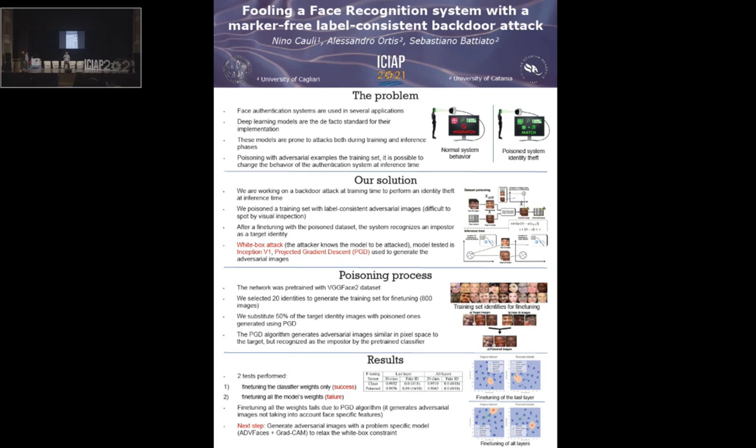Hello everyone, I'm Alessandro Ortiz from the University of Catania. In this work we implemented a label consistent vector attack on a face recognition system so that we are able to fool the face recognition system by introducing just a limited portion of poisoned images in the train set, and so taking control over anyone else's identity in the system.